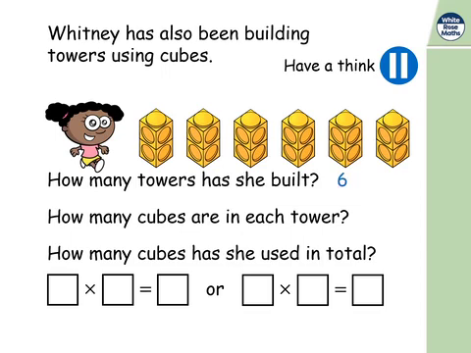That's right, 6 towers this time. 2 cubes in each tower again. And 12 cubes altogether. So the calculations could be 6 groups of 2, or 6 times 2, is equal to 12. Or 2 6 times, which is also equal to 12. Is that what you got?